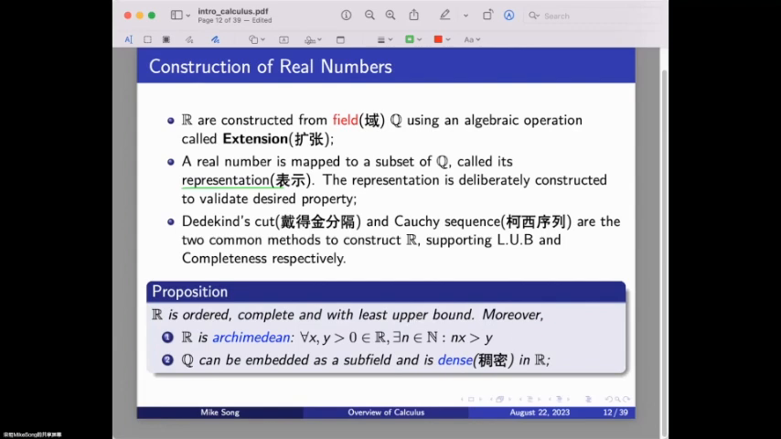So we have the following proposition for the constructed R. That is, R is ordered, complete, and with least upper bound. And moreover, R is Archimedean like Q, which says for arbitrary x, y bigger than 0 in R, there exists a positive integer n, such that n times x is bigger than y, and Q is a dense subset in R.